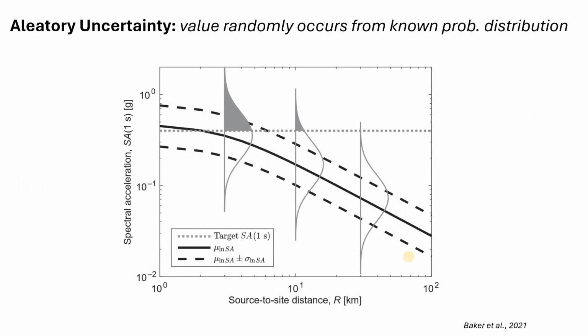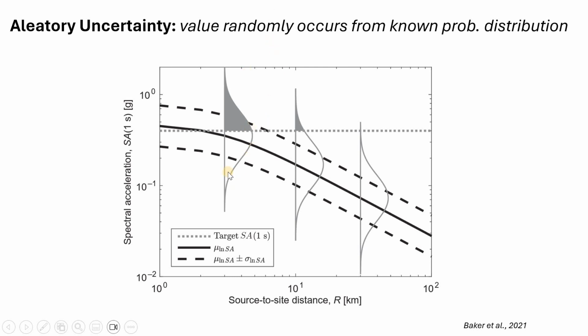Now, aleatory uncertainty is different. This is what we're more familiar with. This we think of as essentially, hey, we already know the distribution, the probability distribution of possible outcomes, and when the event happens, we're going to pick kind of randomly some value from that distribution. But we already know what the probability distribution is. We just don't know what value we're going to pull from it.